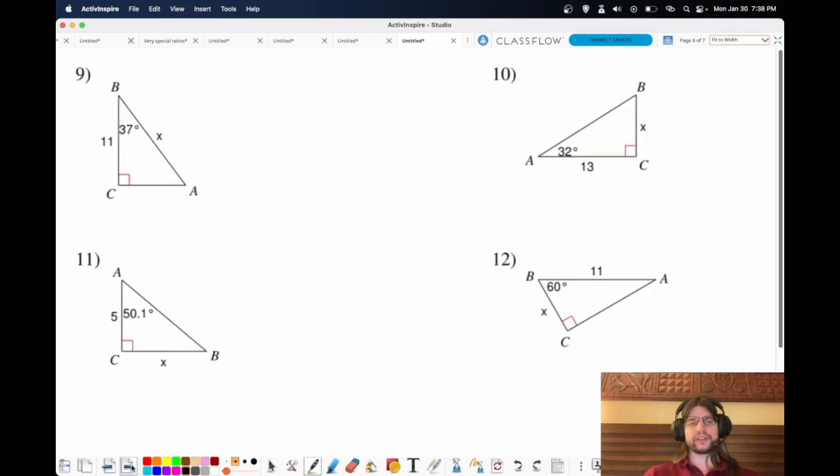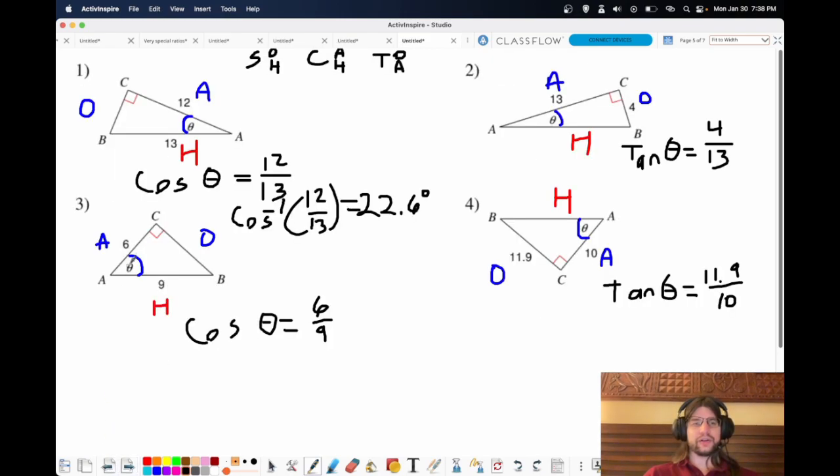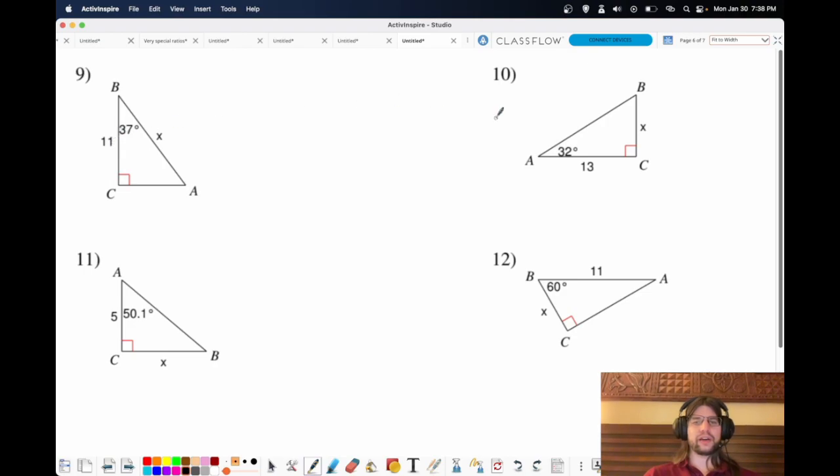Now notice the difference here. Here, we didn't know our angles, but we knew two sides. Over here, we know our angles, but we only know one side and the other side's an x. That means we're looking for a side. So again, let's label our triangles. I'm going to mark all my reference angles. Whatever angle has a number in it is your reference angle.